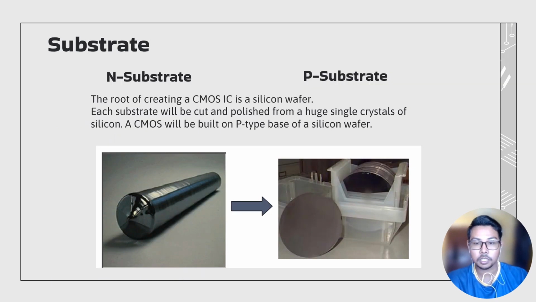Firstly is the substrate layer of a CMOS, where we will have two types of substrate, which is the N substrate and also the P substrate. The root for creating a CMOS is always the silicon wafer, where in the image above, we can see the wafer on the right side. Each substrate will be cut off and polished from the huge cylindrical crystal of silicon, and a CMOS will be built on the P-type base of a silicon wafer.